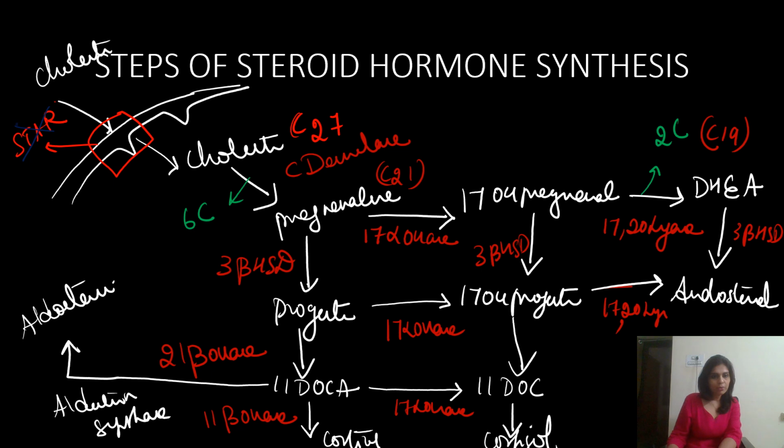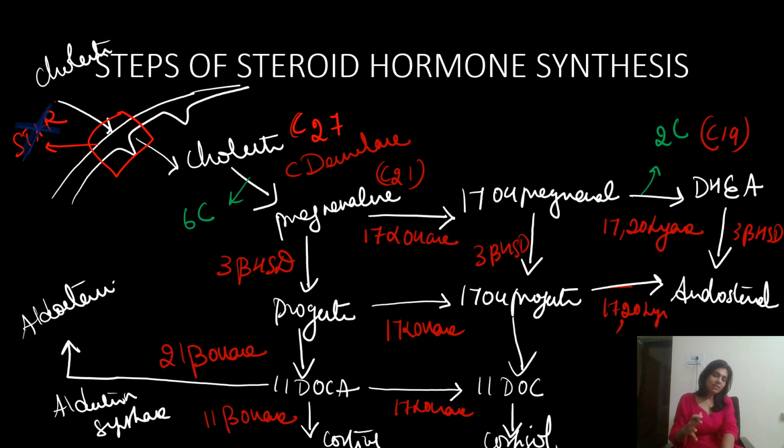The first protein is StAR protein. When that protein is defective, what do you expect? Mitochondria is not able to take up cholesterol. Even the precursor is missing. So none of these hormones can be synthesized.